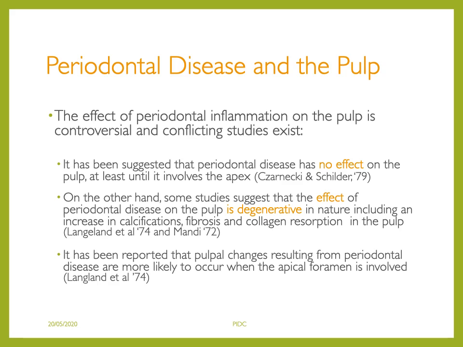There are basically two sorts of studies, and most commonly everyone accepts that the pulpal changes resulting from periodontal disease are more likely to occur when the apical foramen is involved. That is the most common view. If the apex is involved, there is a high chance of pulpal involvement.